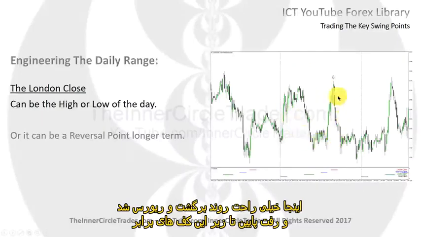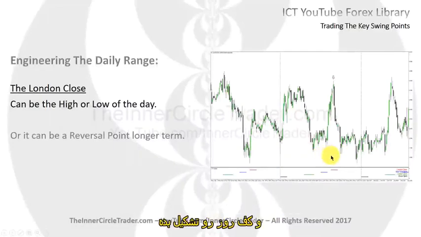This could be done in reverse. This could have easily been equal lows down here, and it could have eventually driven down to get the equal lows and make the low of the day.